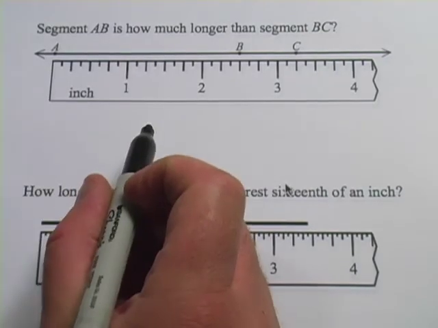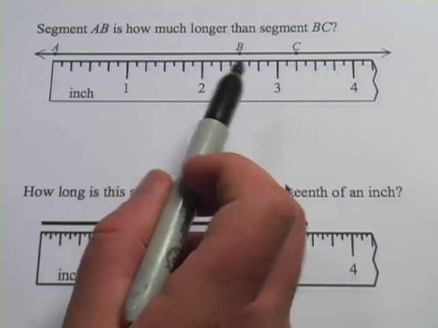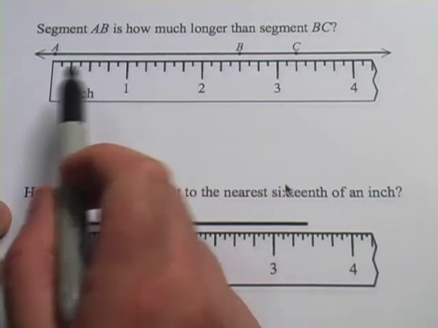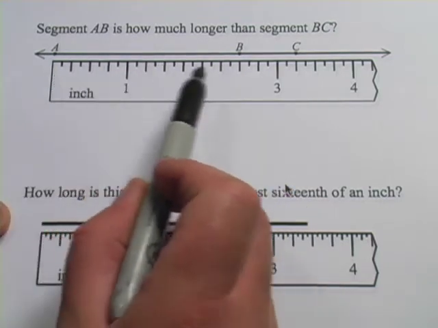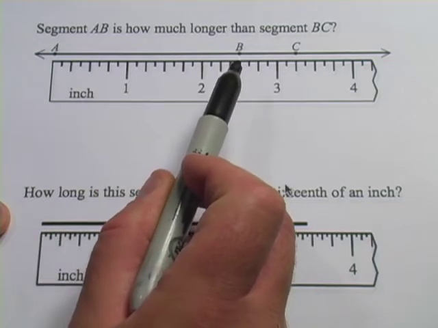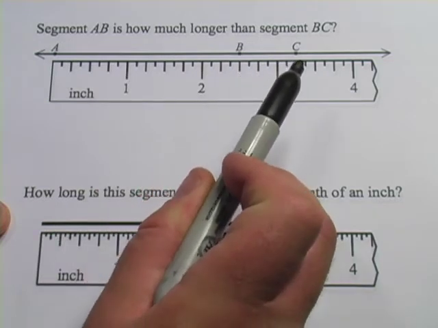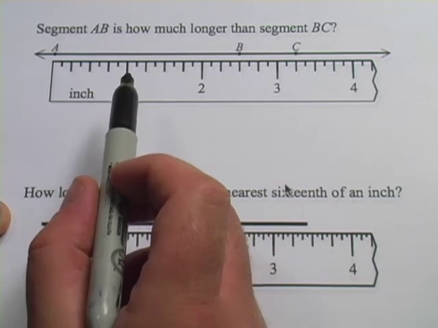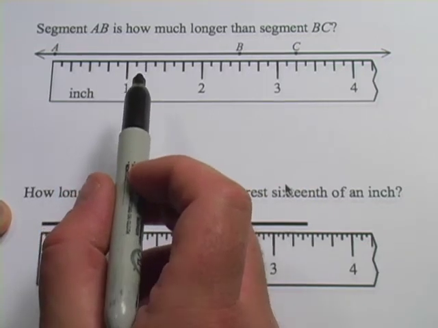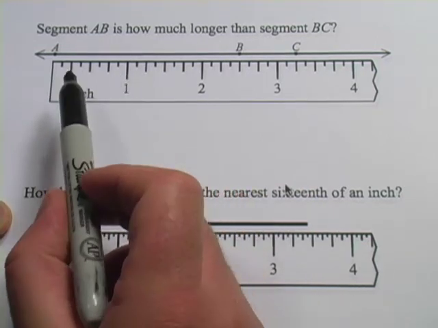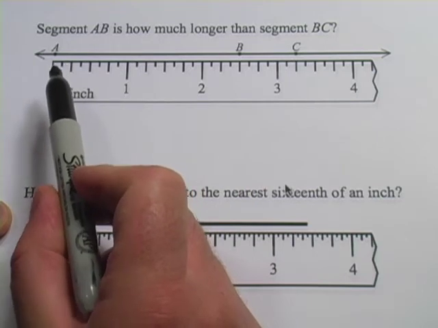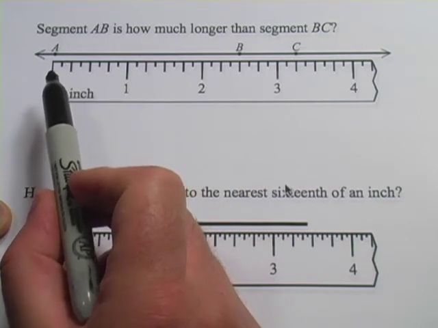This first one says, segment AB is how much longer than segment BC? So segment AB runs from here to here, from A to B. Clearly it's the long segment, and BC runs from here to here. What we need to do is figure out exactly how long these two segments are, and then we'll have to do some subtraction. AB is easy because it starts at 0 here. It starts at the edge of the ruler.